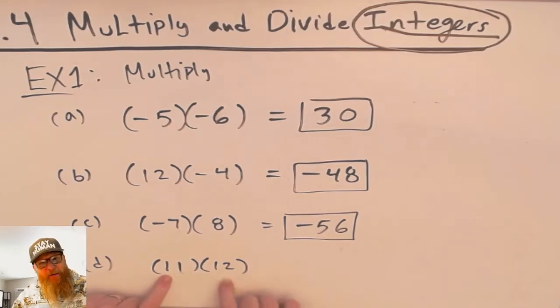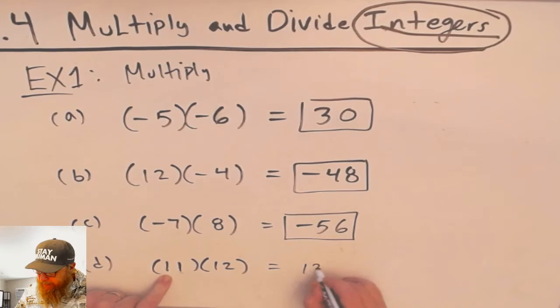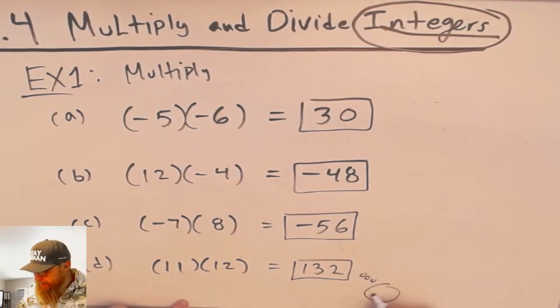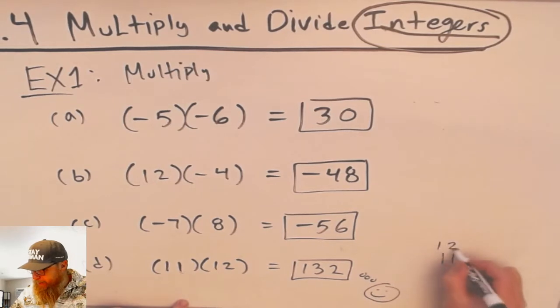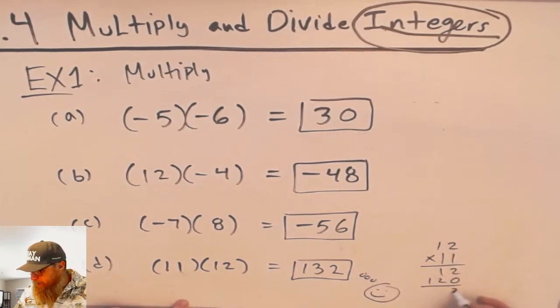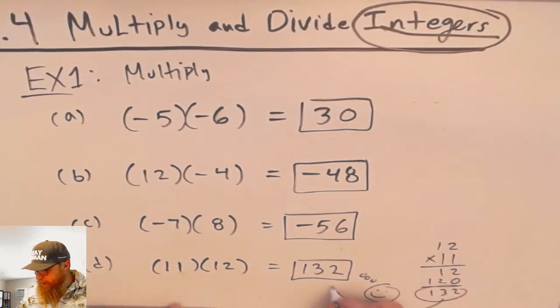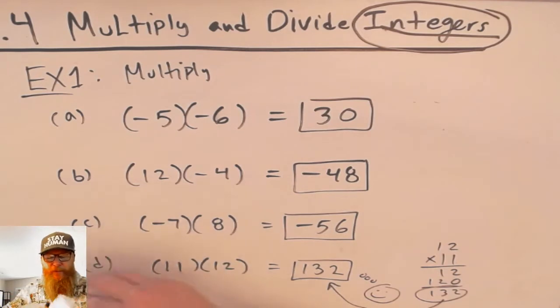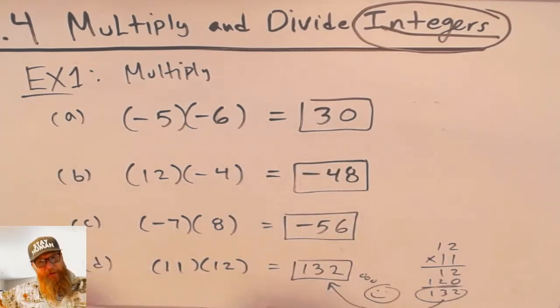11 times 12, that's one of those weird ones you probably haven't done since you were little. It's 132. 11 times 12. If you don't have that one in your head, you can write it out like this. 1 times 2, 1 times 1, put a placeholder, 1 times 2, 1 times 1. And as soon as you do it, you'll go, oh yeah, I already knew that. It was 132. All right, so there you go.